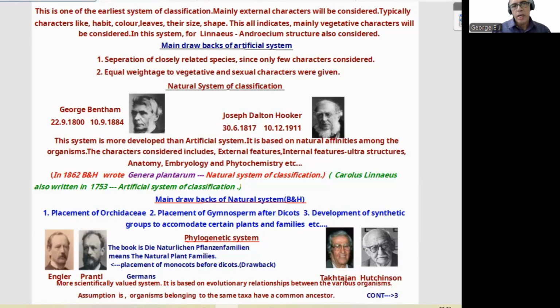Then Carl Linnaeus, also written in 1753, but it is an artificial system of classification. Linnaean system, popular name: sexual system. Next, we have to proceed with the main drawbacks of the natural system by Bentham and Hooker.